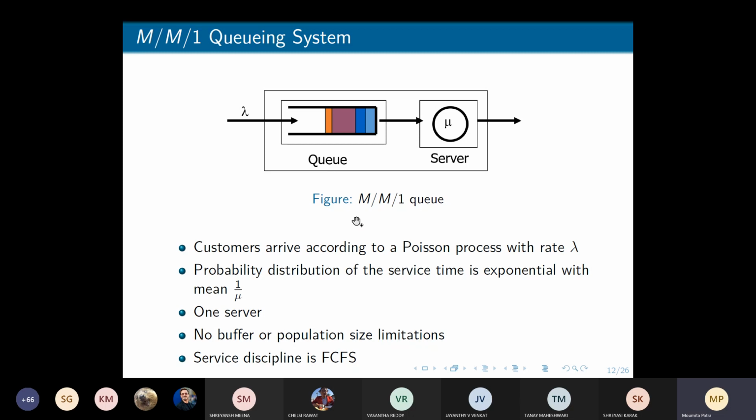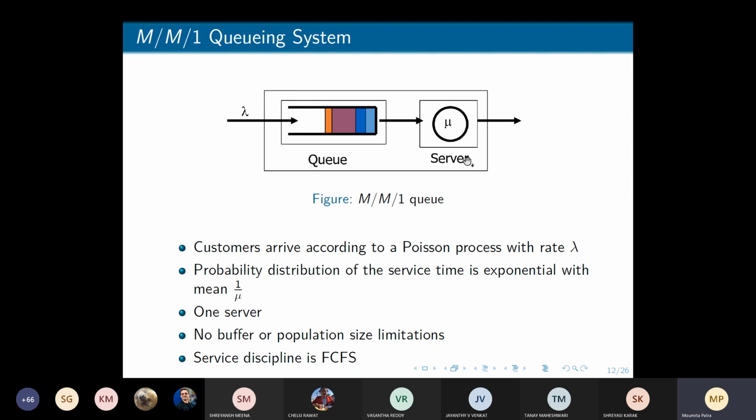Now what do we know from Kendall notation? If it is given as M/M/1 queue, that means what? The arrival time distribution follows exponential distribution. The service time distribution follows exponential distribution, and you have one server. The system capacity is infinite, the population size is infinite, and the scheduling from the queue to the server follows FCFS. So this is what we know of this system.